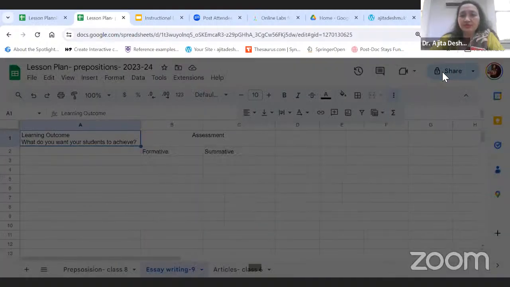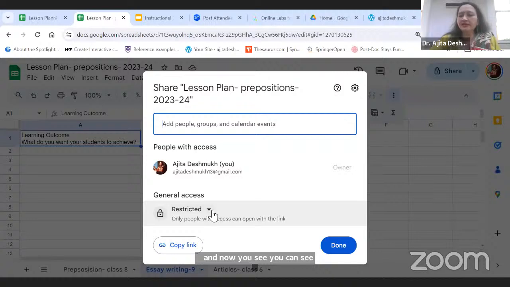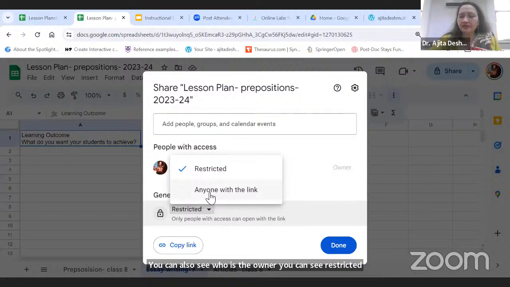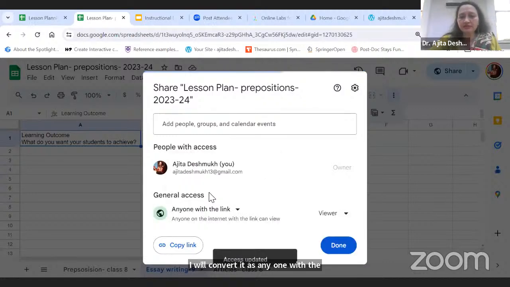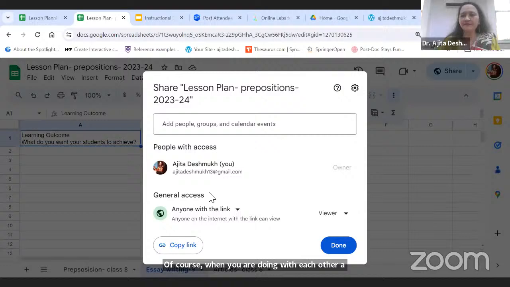So I clicked on share and now you can see here restricted. You can also see who's the owner. You can see restricted here. Now here we will click, and I'll convert it to anyone with the link. You can use this as a collaborative tool also, of course, when you are working with each other, for attendance records, mark sheets. So you can use Google Sheets as a collaborative tool.